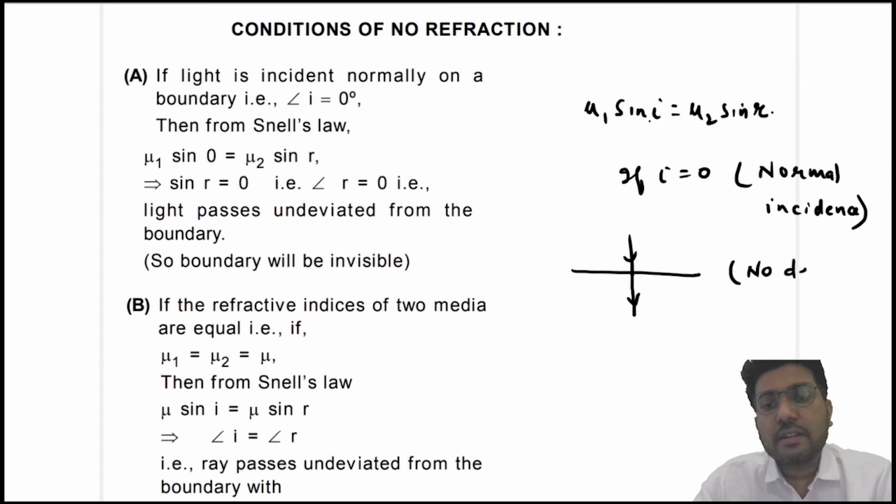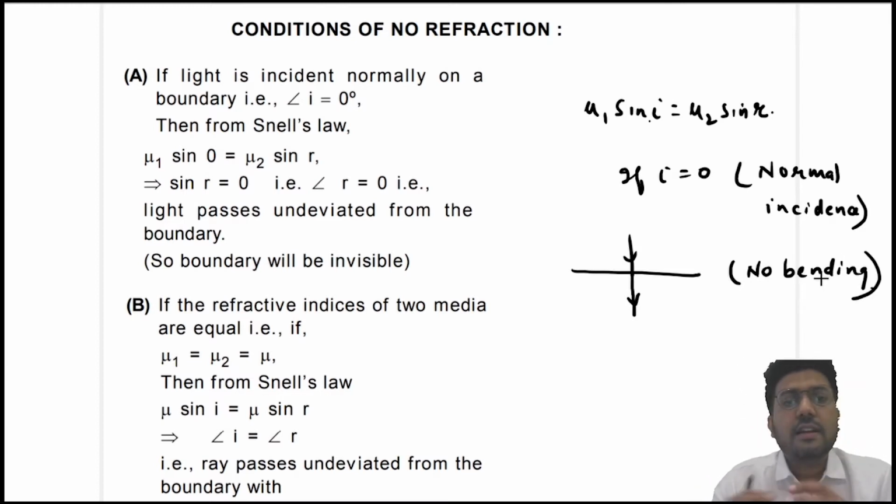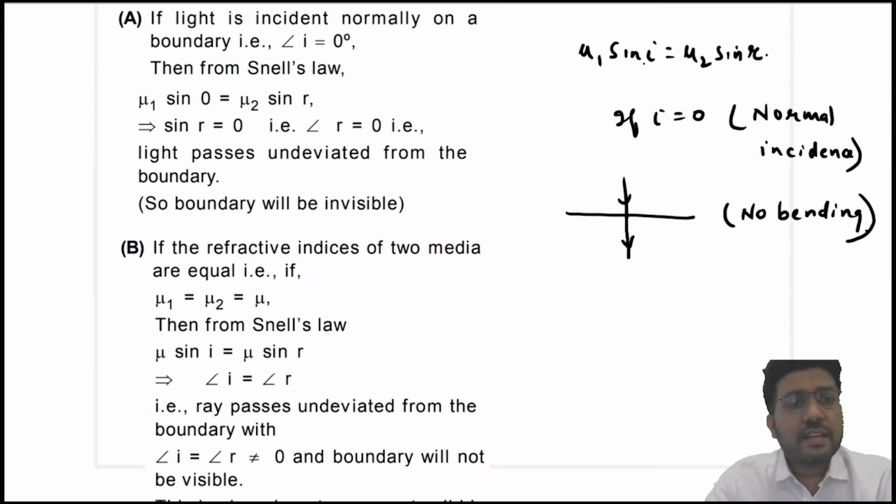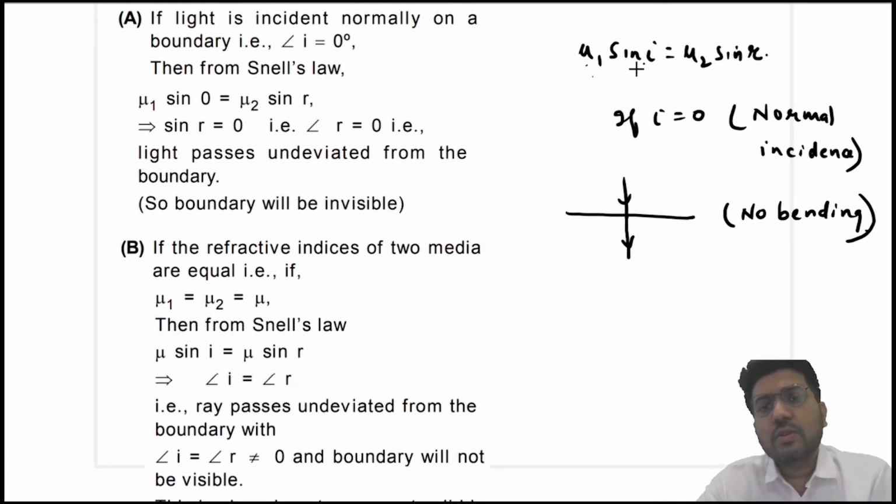So for normal incidence, there is no deviation, or you can also write no bending. So for normal incidence, there is no refraction. Light passes undeviated from the boundary, or you can say the boundary will be invisible. Then the second thing is, if mu of both the media is the same, in that case mu sin I is equal to mu sin R, that is sin I equal to sin R, that means I equal to R. If I is equal to R, that means there is no bending, right?